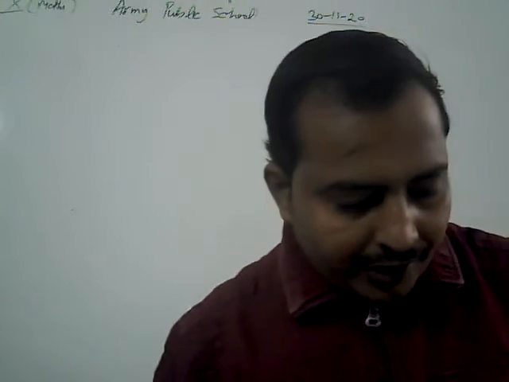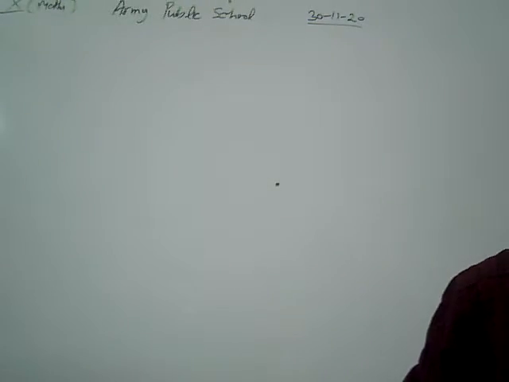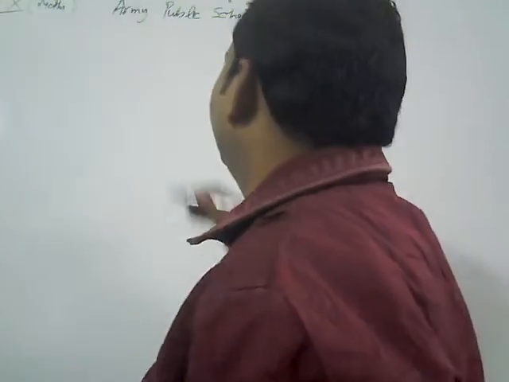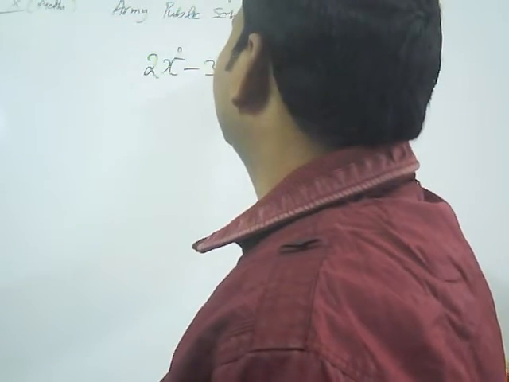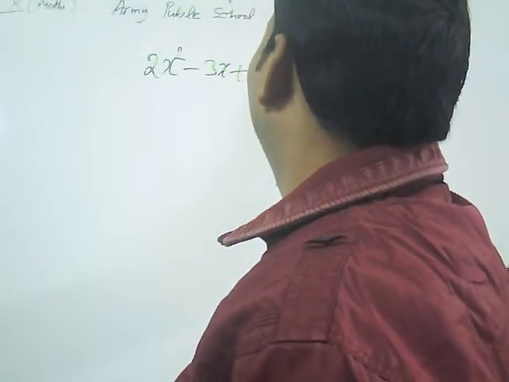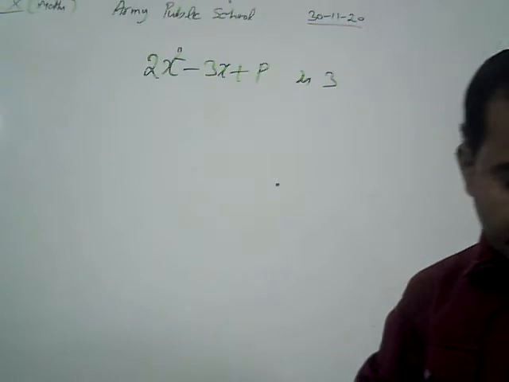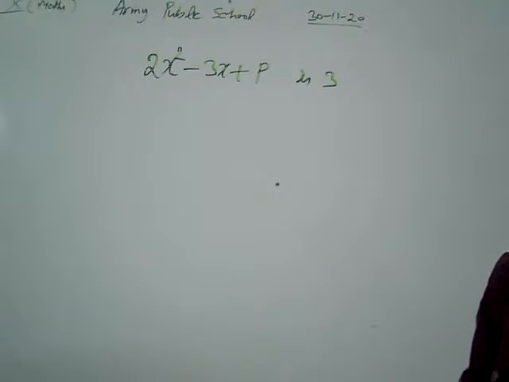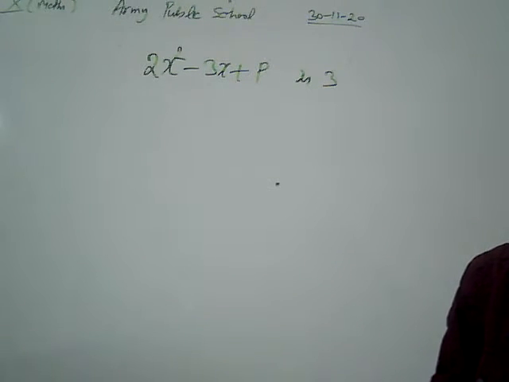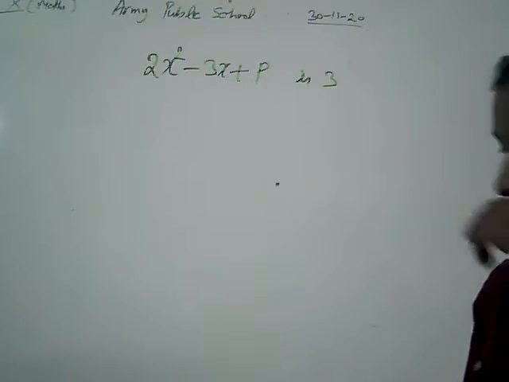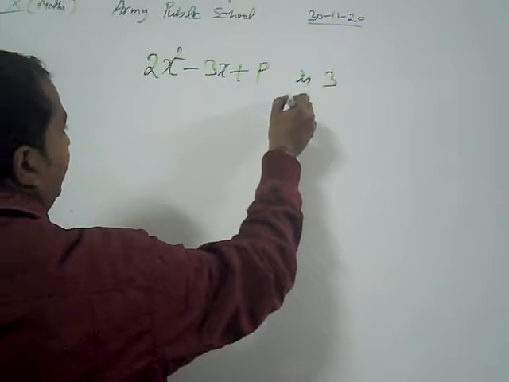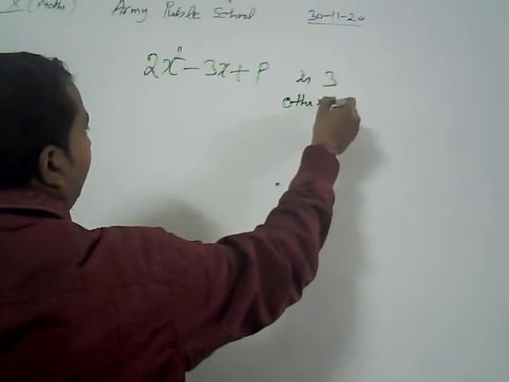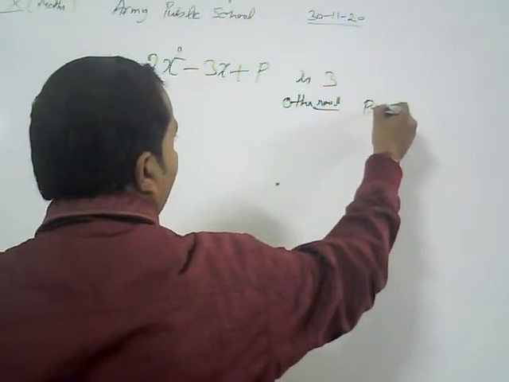If one root of the quadratic polynomial 2x² - 3x + p is 3, find the other root and also find the value of p. We have to find the other root, and we also have to find the value of p.